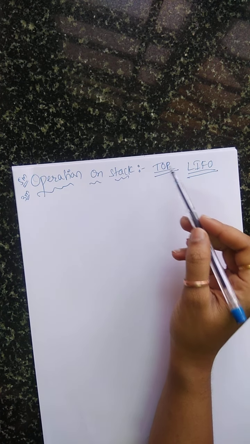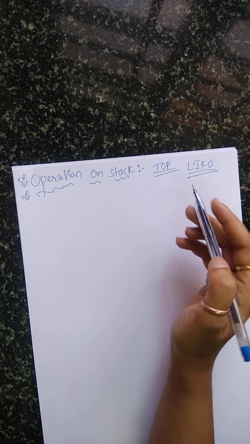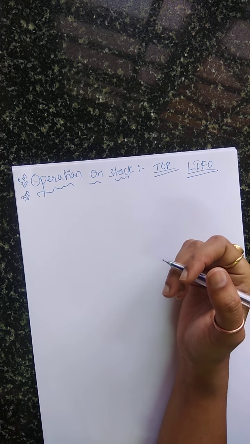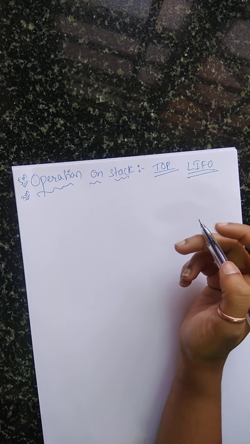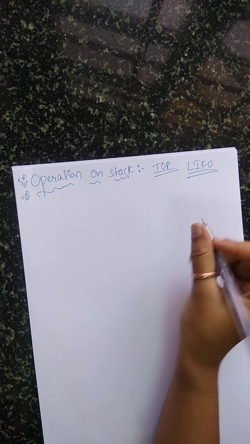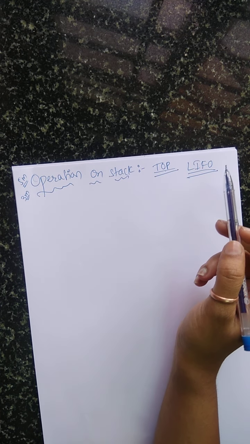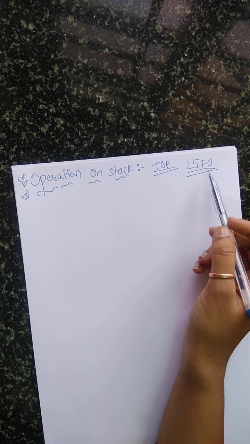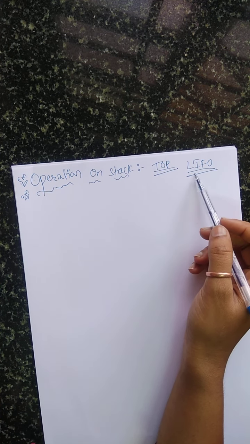The stack is nothing but an ordered collection of elements. Adding new elements into the stack and removing existing elements from the stack is carried out through only one end, and that end is called the top. You can get that question for 1 mark. And another one you have to remember is that stack follows the LIFO method, that is last in, first out.